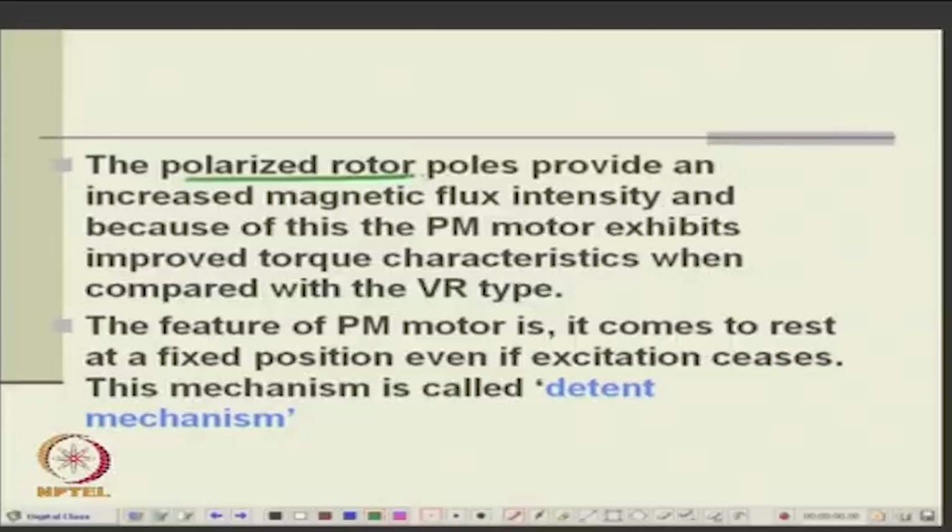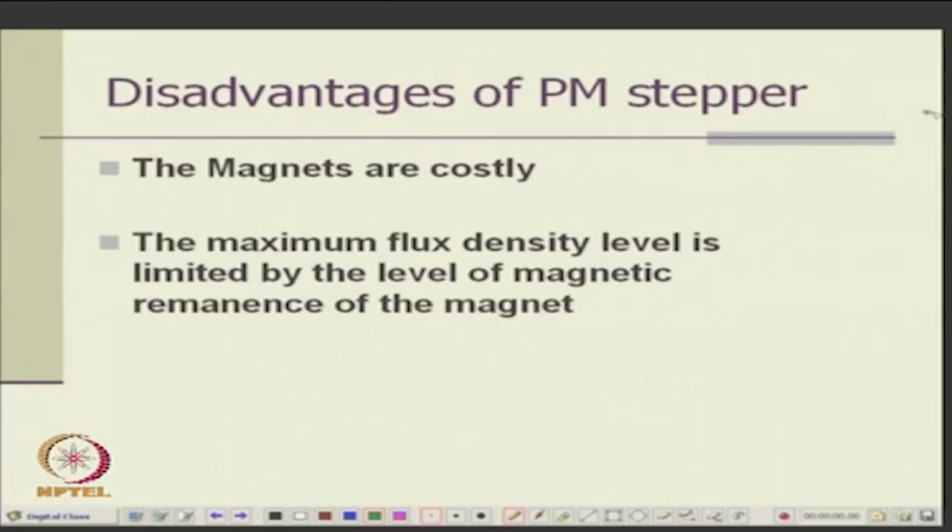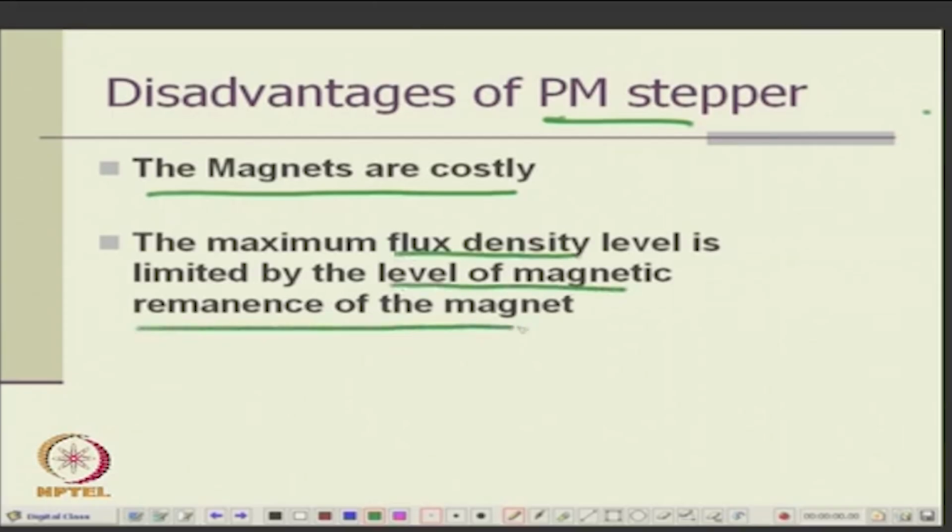So, polarized rotor poles provide an increased magnetic flux density, and because of this the PM motor exhibits better torque than a VR motor. The feature of the PM motor is it comes to rest at a fixed position even if excitation ceases. See, even if there is no excitation, it comes to a certain position called the detent or rest position. Okay. The problem of the PM motor is that magnets are costly, and maximum flux density is limited by the magnetic remnance of the magnet.